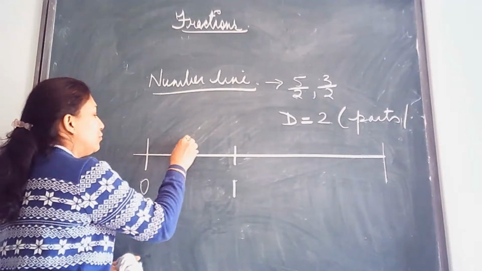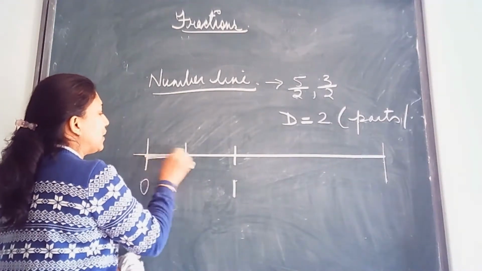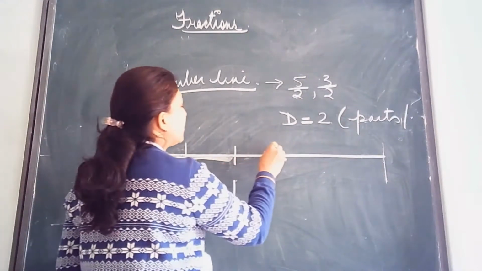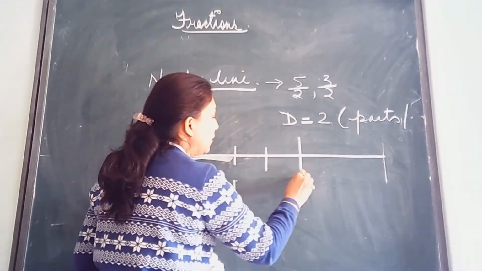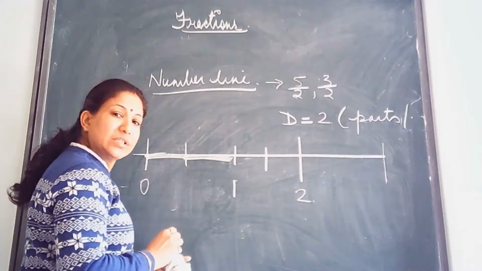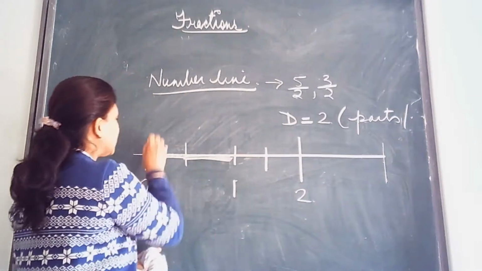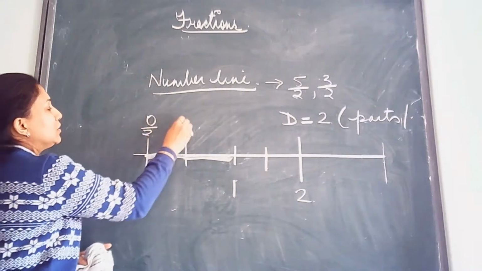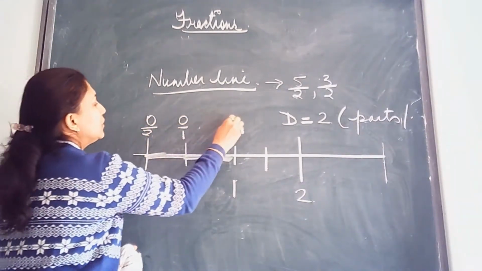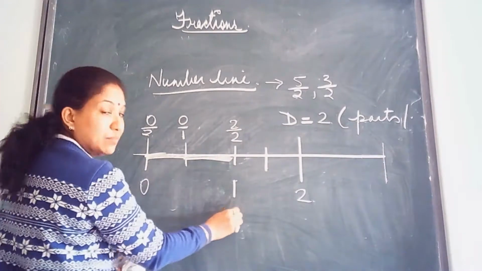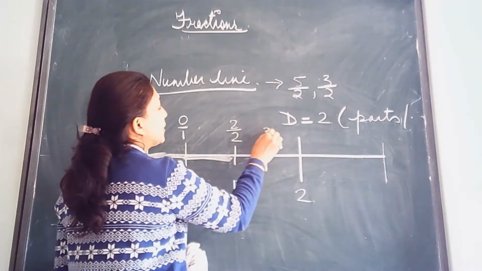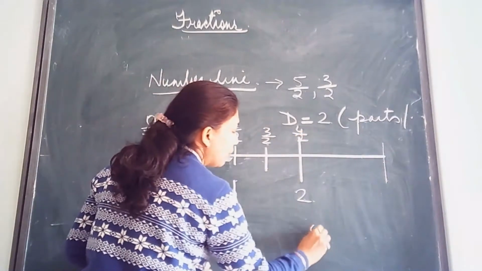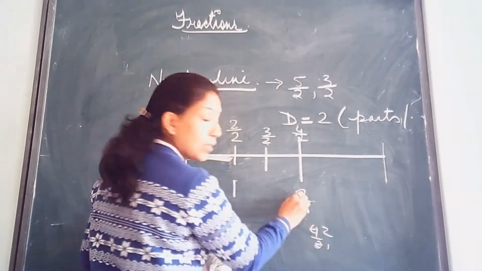That is, see, this is one part and 2. Correct? Now same way here also, 1 and 2. This will give you the second whole number. See, this is 0 by 2. This is 1 by 2. This is 2 by 2, that means 1. This will become 3 by 2. This is your 4 by 2. 4 by 2 means 2.